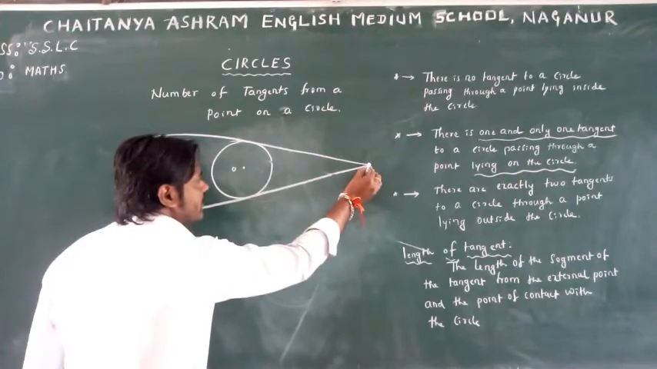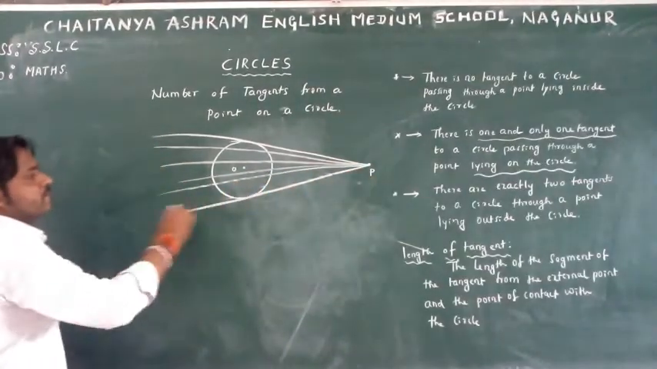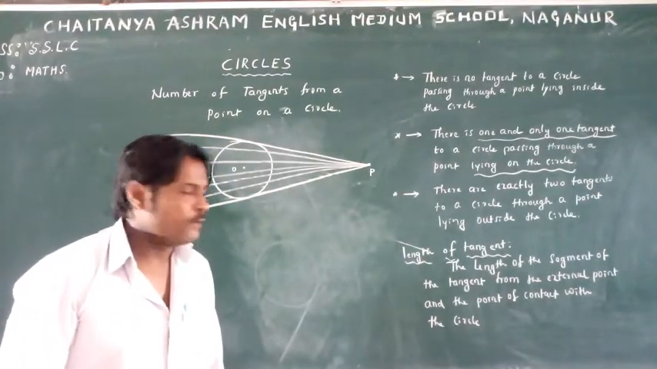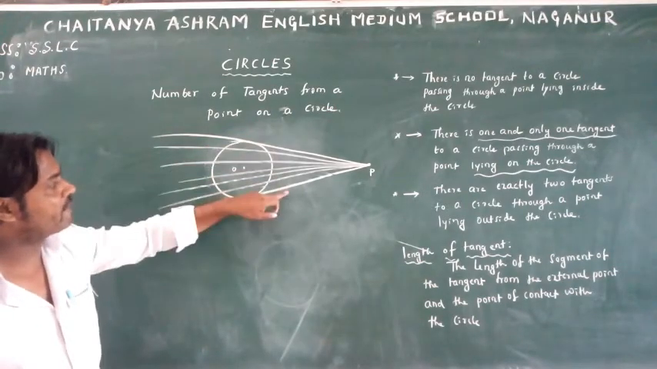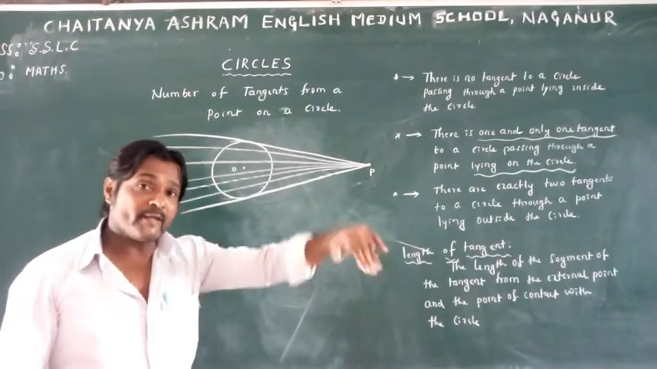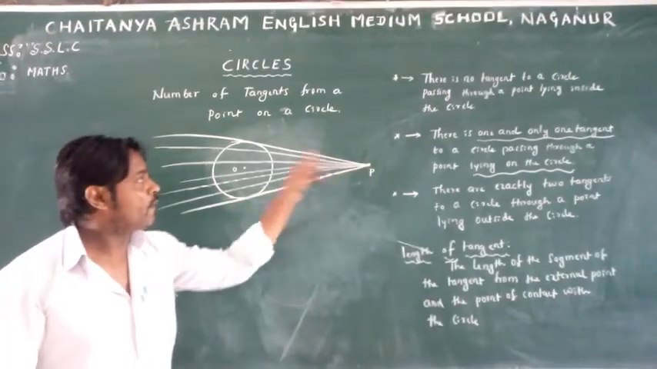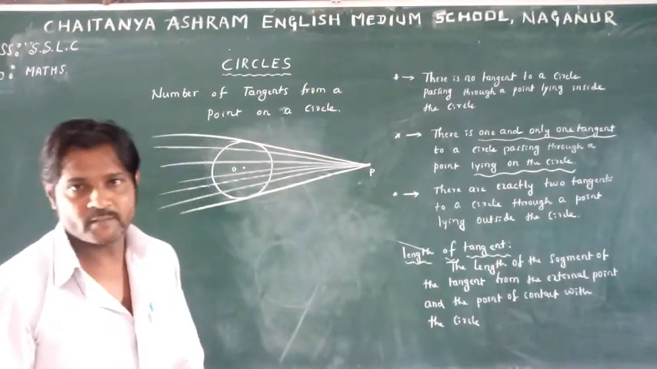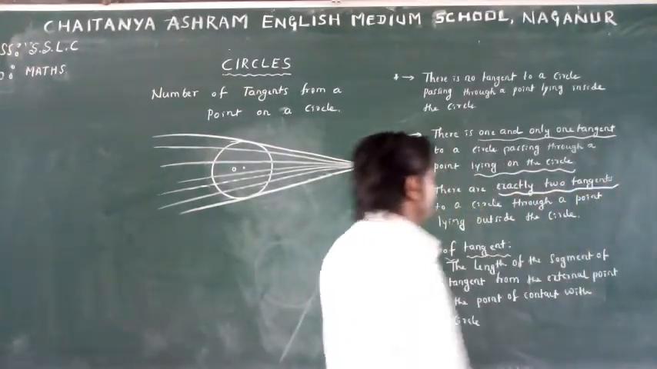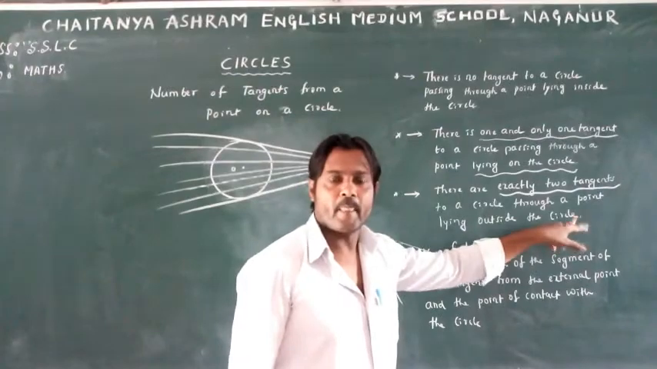What about the remaining ones? These are all not tangents. Then what are these? These are secants. So how many tangents are there? Only two tangents are there. Where did they originate? They originated from the exterior point. If a point is outside the circle, or in the exterior part of the circle, through that point we draw only how many tangents? Two tangents to the circle. Clear? So there are exactly two tangents to a circle through a point, in this case, a point lying outside the circle.